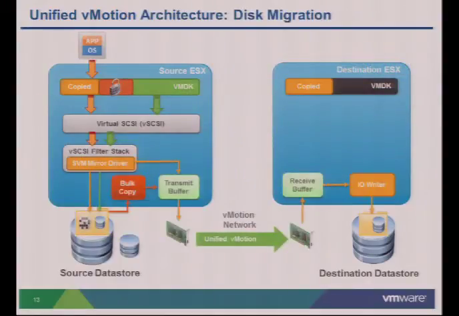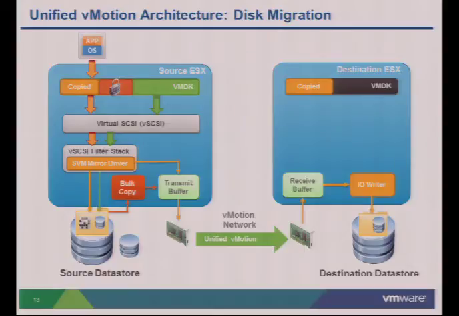So let's take a look at how this works. We already talked through the storage vMotion architecture, so this slide should look very similar. That's because we leverage the same architecture. This is, in fact, the storage vMotion architecture just enhanced to work over the network as well. So you'll observe we still have the same linear copy pass. We're still doing I/O mirroring.